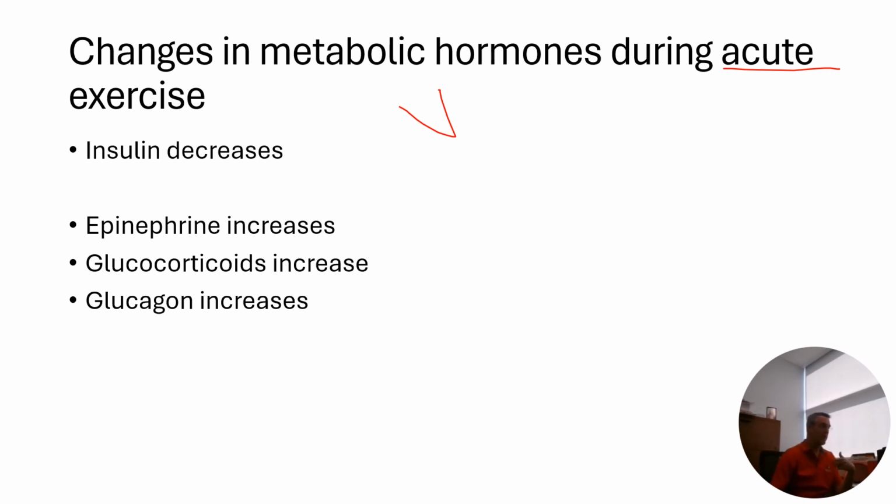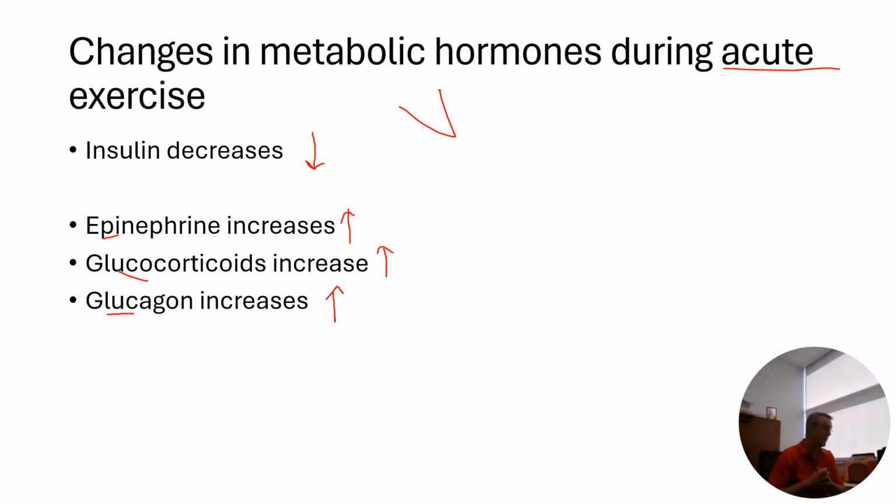Okay? So think, during exercise, what do you want to do? You don't need to be storing anything, right? So insulin goes down, whereas epinephrine, glucocorticoids, and glucagon, because they're mobilizing fuels, they all go up. And a moment ago when we talked about how liver glycogenolysis will go up during exercise, well, it's because these hormones are going to cause it to go up and break down, form glucose, and then secrete it into the blood. And we also mentioned how adipose tissue starts to undergo lipolysis.